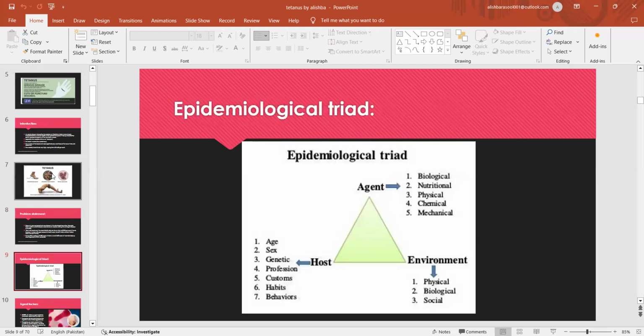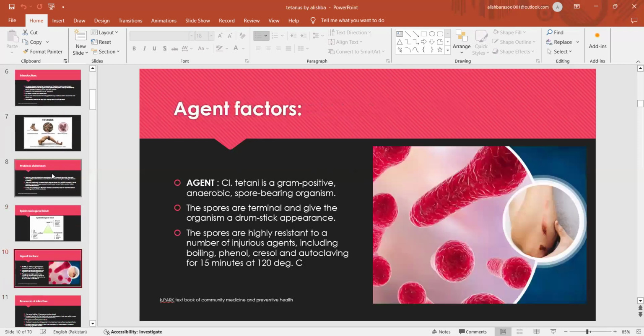The epidemiological triad: the host factors are age, sex, genetic, profession, custom, habits, and behaviors. The environmental factors are physical, biological, and social, and the agent factors are biological, nutrition, physical, chemical, and mechanical. Agent: Clostridium tetani is a gram-positive anaerobic spore-bearing organism. The spores are terminal and give the organism a drumstick appearance.